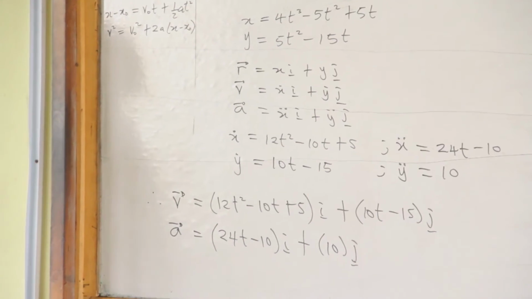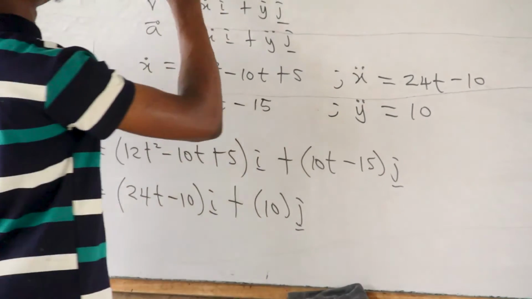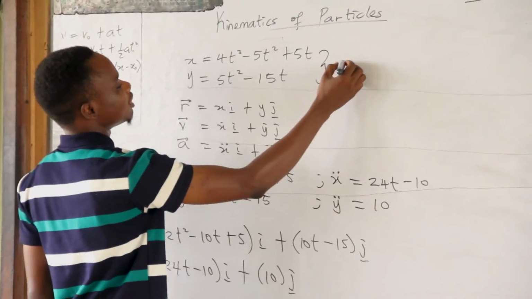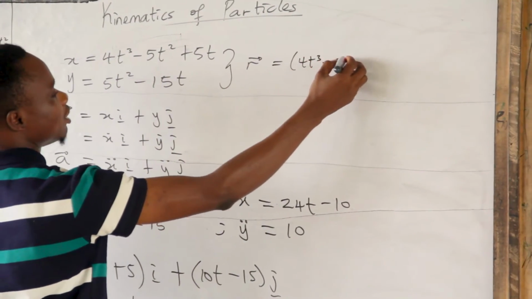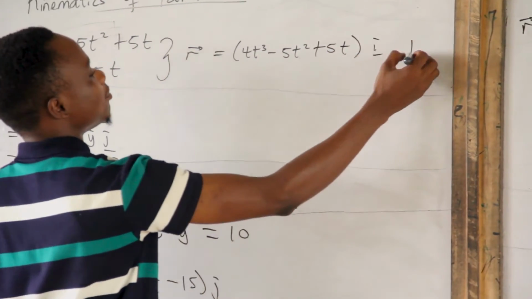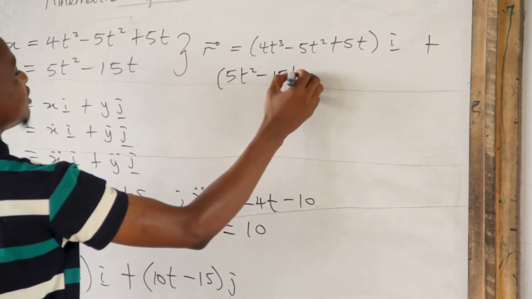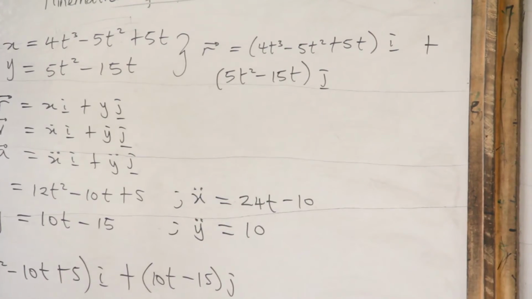If you didn't notice, that means this question could also have been given this way. Instead of giving you x and y separately like this, the question could have been written in this form: r equal to (4t cubed minus 5t squared plus 5t) i plus (5t squared minus 15t) j. So this actually means this. Is it clear? Anyhow it's done.